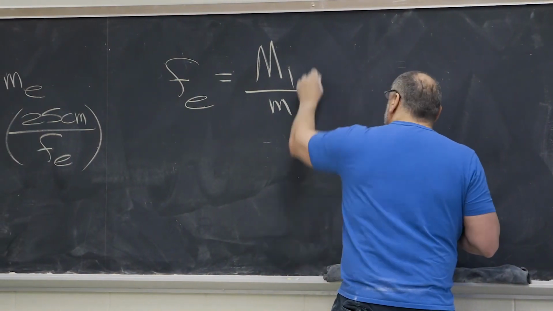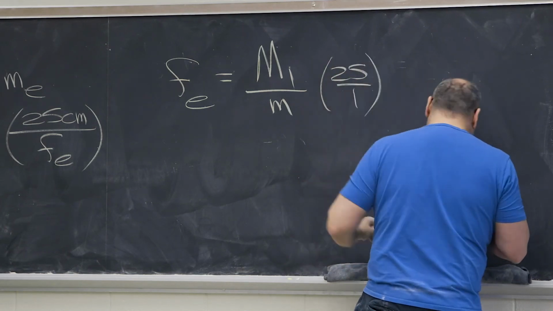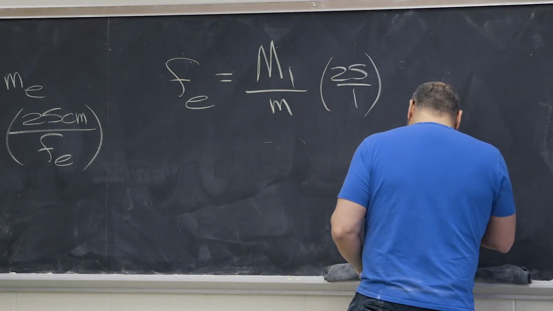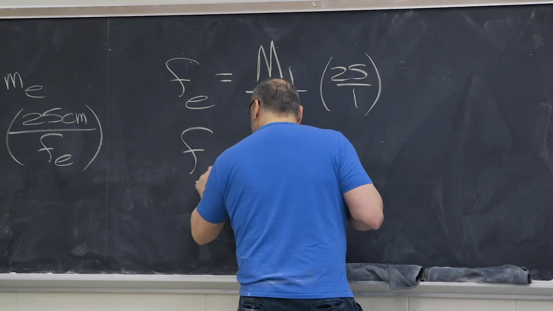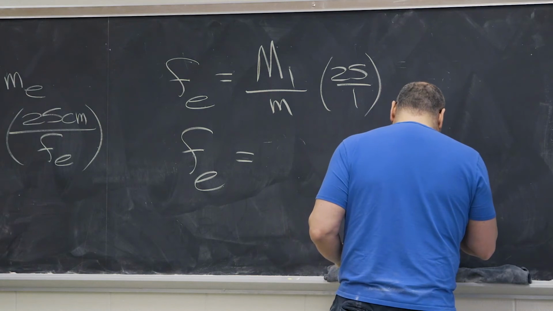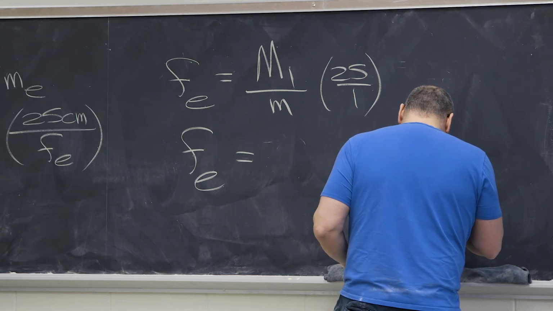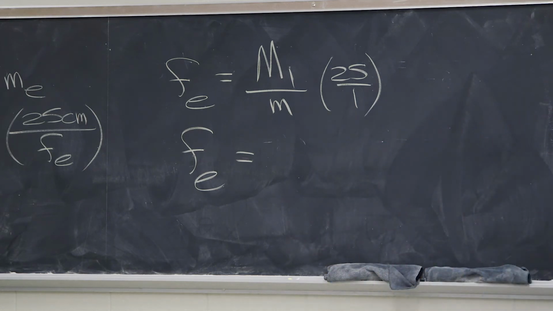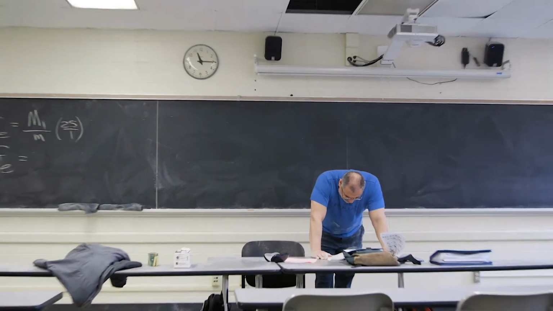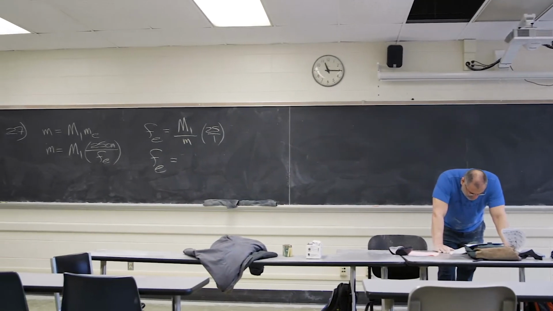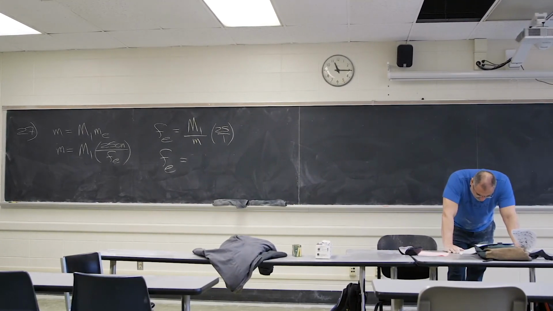And divide by small m, and this guy's just 25, or 25 over 1, just to keep the record straight. The focal length of the eyepiece is what's going to make it happen. Let me read it back. The desired overall magnification of a compound microscope is 140. The objective alone produces a lateral magnification of 12 times. Determine the required focal length of the eyepiece.